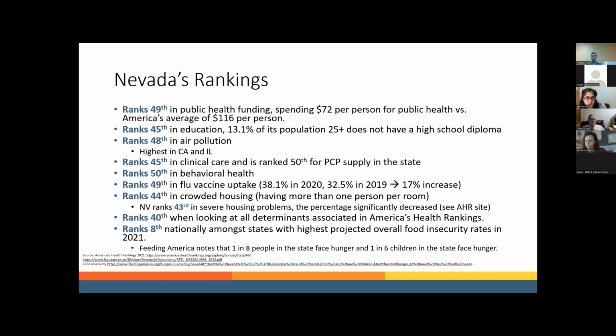Now with food insecurity, we have about 1 in 8 people in our state facing hunger and about 1 in 6 children facing hunger too. So these are just some of the reasons why we need to address the social determinants of health for our patients, especially for you as community health centers. And you know why. You're already doing this work too.